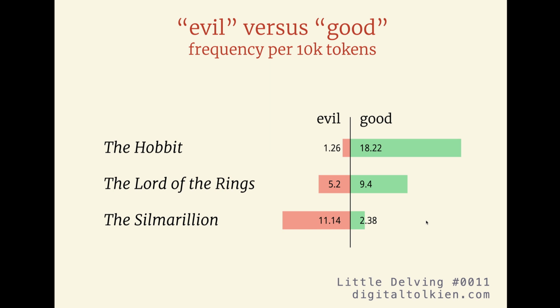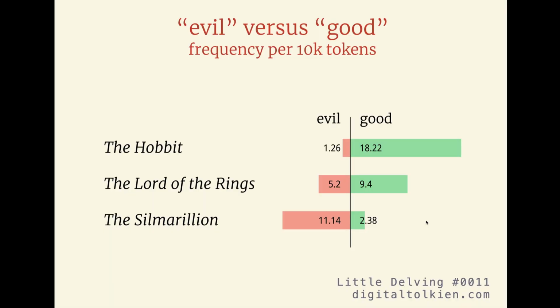Now in Little Delving 11, we get to another one of these comparative frequencies, where we take 2 terms and look at how they differ in frequency across 3 different works. And this is a particularly fun one. This is the word evil and the word good. And again, this is the frequency of these words per 10,000 tokens.